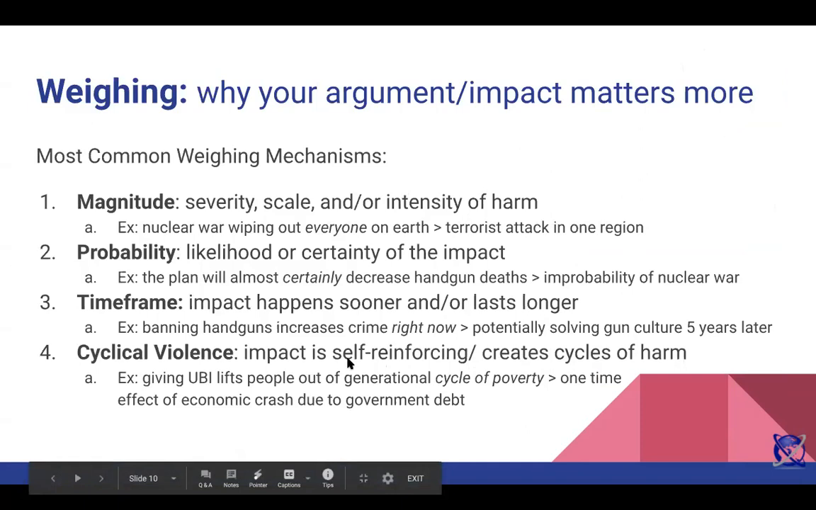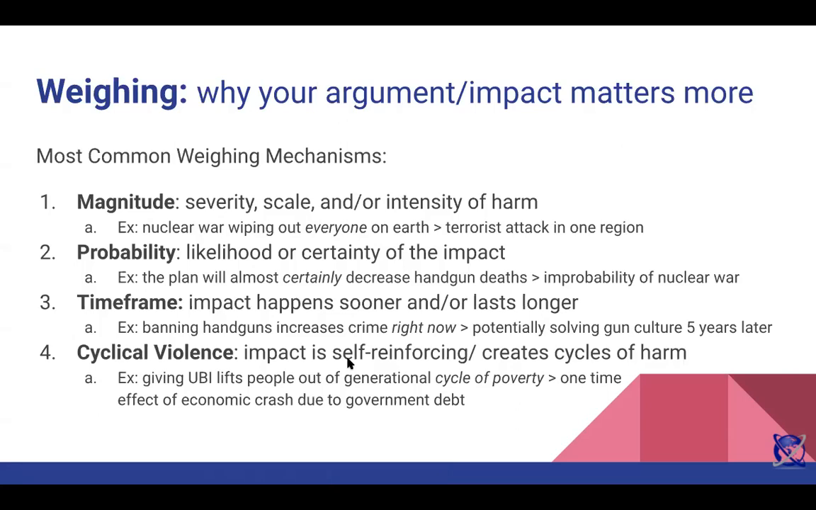This is especially prevalent in arguments like when we were talking about yesterday, economic collapse, because it affects so many people and because it is such a violent impact. It would probably cause the loss of money or value to thousands of people's lives. So magnitude just says our impact is more important because it is the most severe.